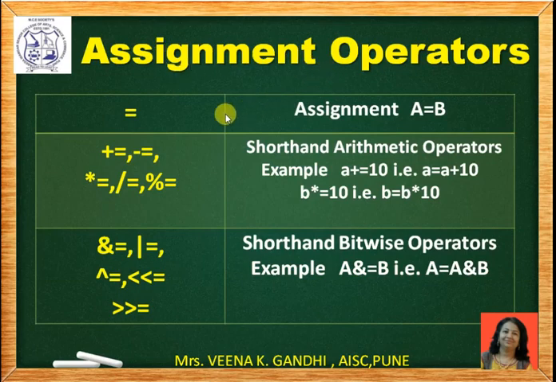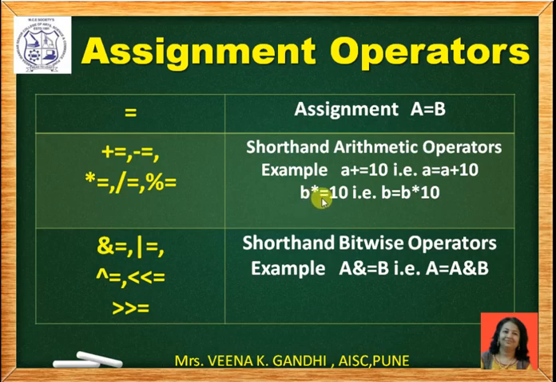Assignment operators. Assignment operators assign values to the expression or operand. So first, the single equal to sign is known as the assignment operator. A equal to B: the value of B will be assigned to A. Then the C language provides some shorthand arithmetic operators and shorthand bitwise operators, like plus equal to, minus equal to, like that. For example, A plus equal to 10. The meaning of it is that A equal to A plus 10.